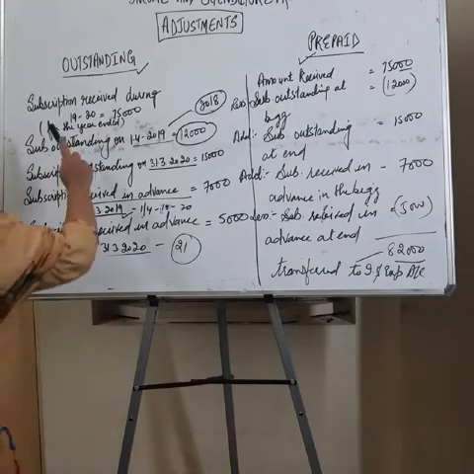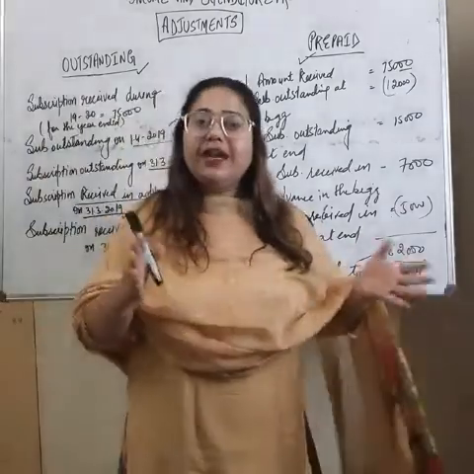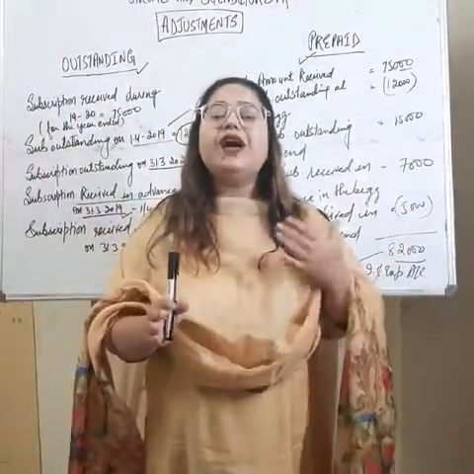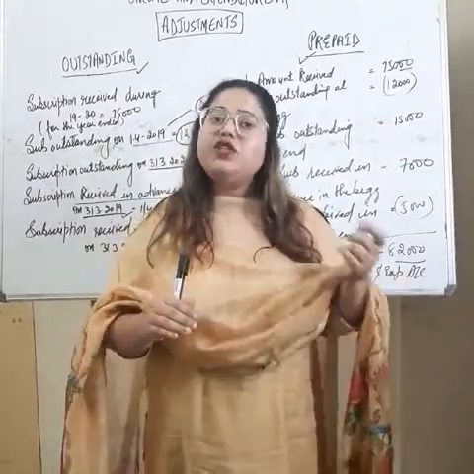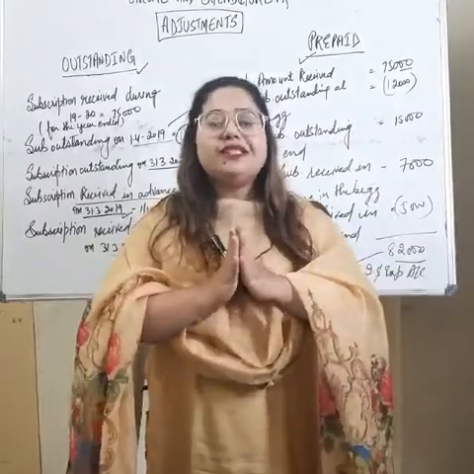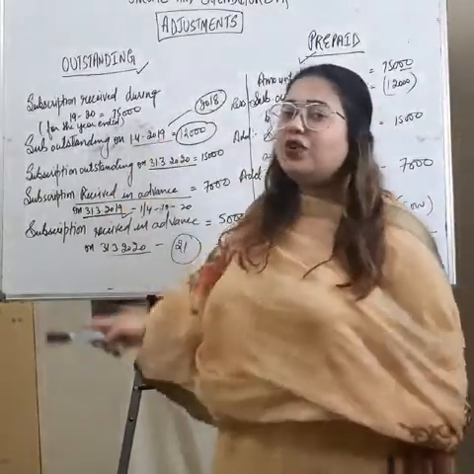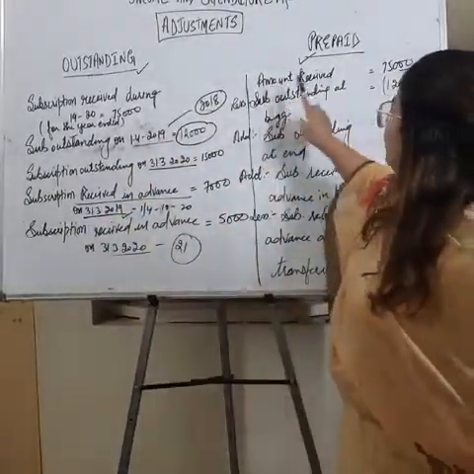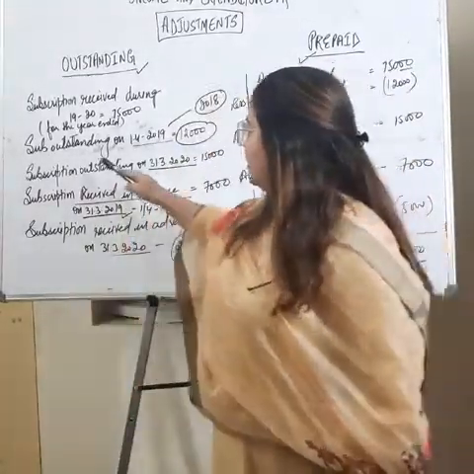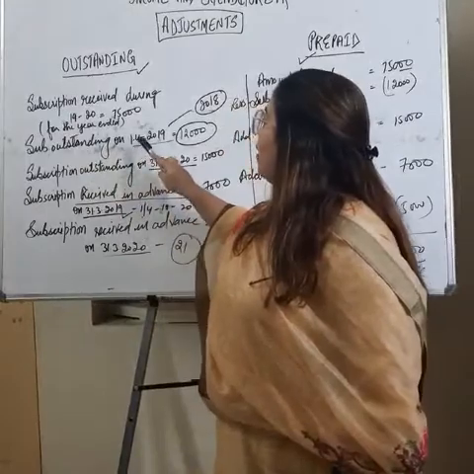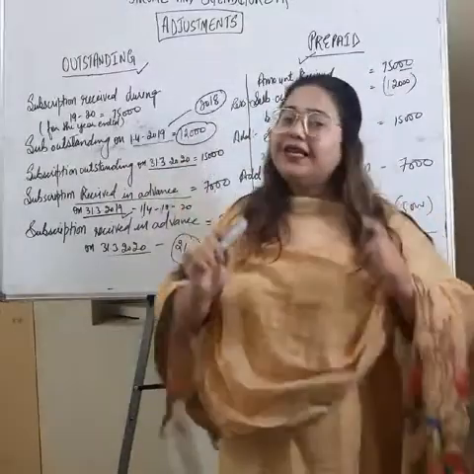Now the first line says subscription received during the year. We have the year ended 2020, means we are dealing in a year that is related to 2019-20. So the subscription received during the year is 75,000. Because this is related to the current year, I have written here subscription received 75,000. Now what does the next line say? Subscription outstanding on 1/4/2019.